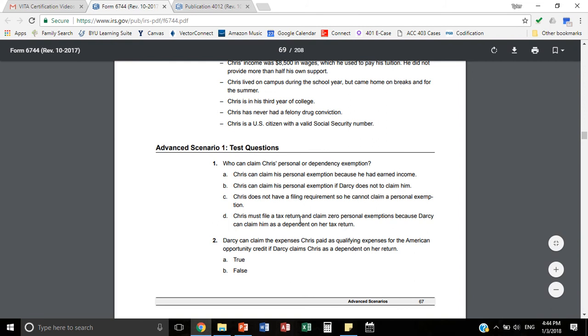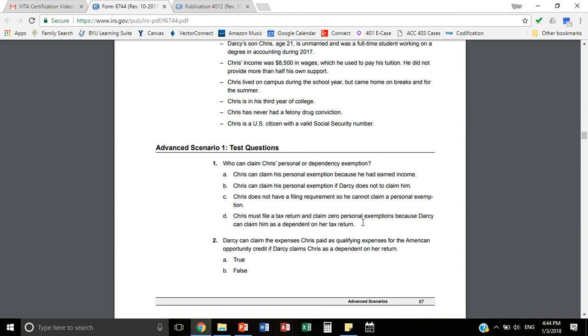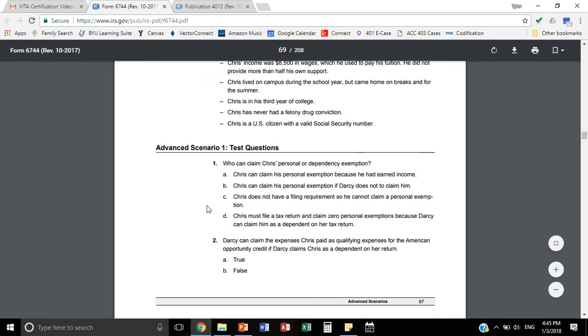All that leaves is D. Chris must file a tax return and claim 0 personal exemptions because Darcy can claim him as a dependent on her tax return, which is basically what we've already discussed. He does qualify as a dependent, so he can't claim his own personal exemption, and that fits all those criteria for that. So D would be the answer for that one.